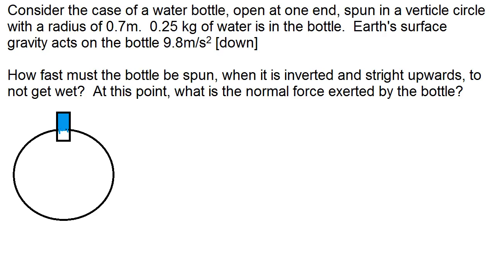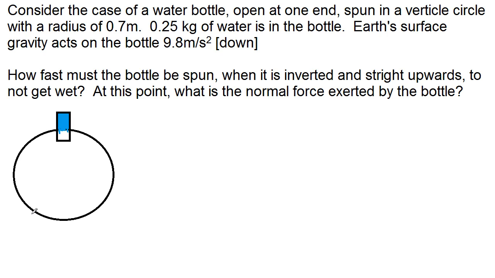Alright, so for this one we're going to look at a problem involving circular motion. This is one you can do yourself. You can take a water bottle, drink a little bit of the water out of it, pop the cap open, and spin it around in a vertical circle. The idea is if you spin it fast enough, even when it's at the top of the vertical circle that you're spinning it in, water won't fall out.